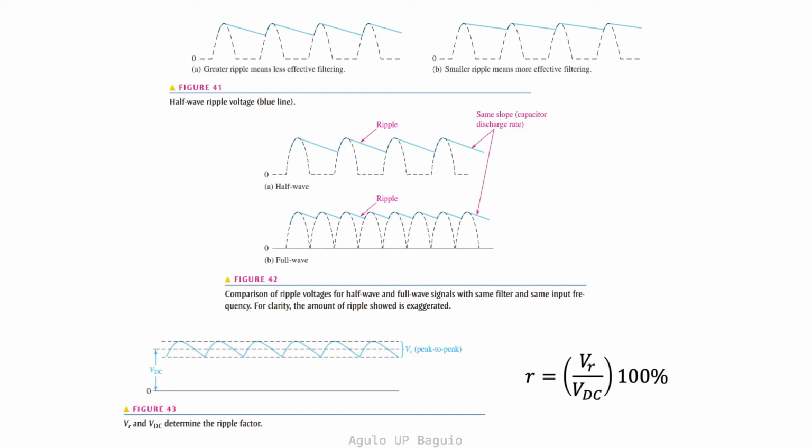If the capacitor is connected to a full wave rectifier, then the ripple voltage is a bit smoother as seen in figure 42. This is the reason for choosing a full wave rectifier over a half wave rectifier. The ripple voltage is characterized by a ripple factor, which is the ratio of the ripple voltage to the average DC voltage. These parameters are shown in figure 43. Thus, what you want to achieve is a small ripple factor.